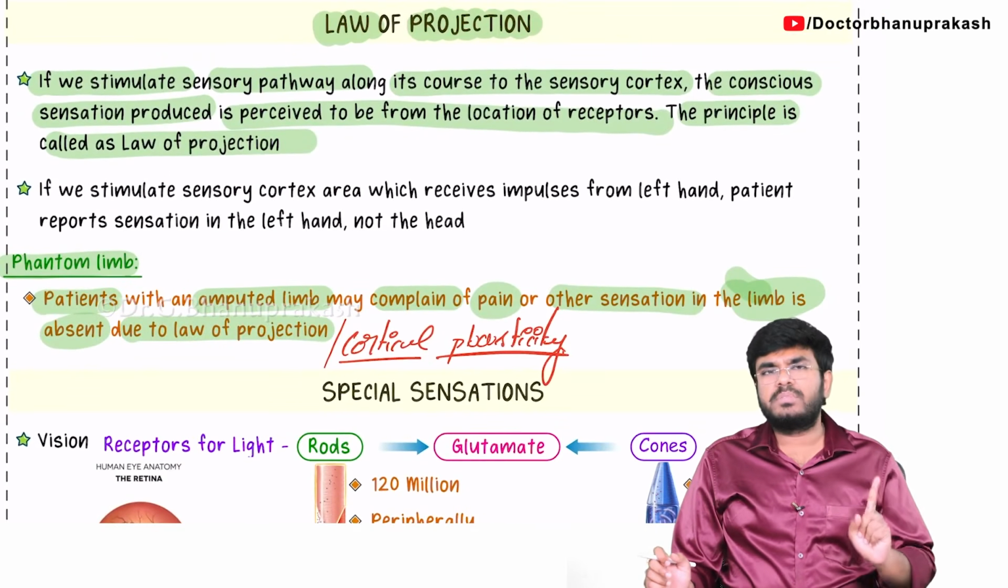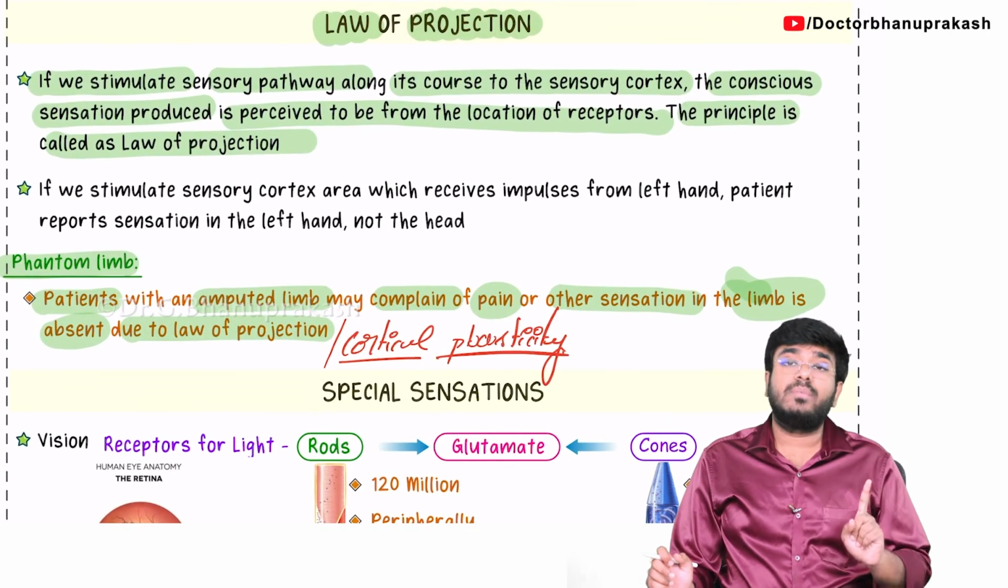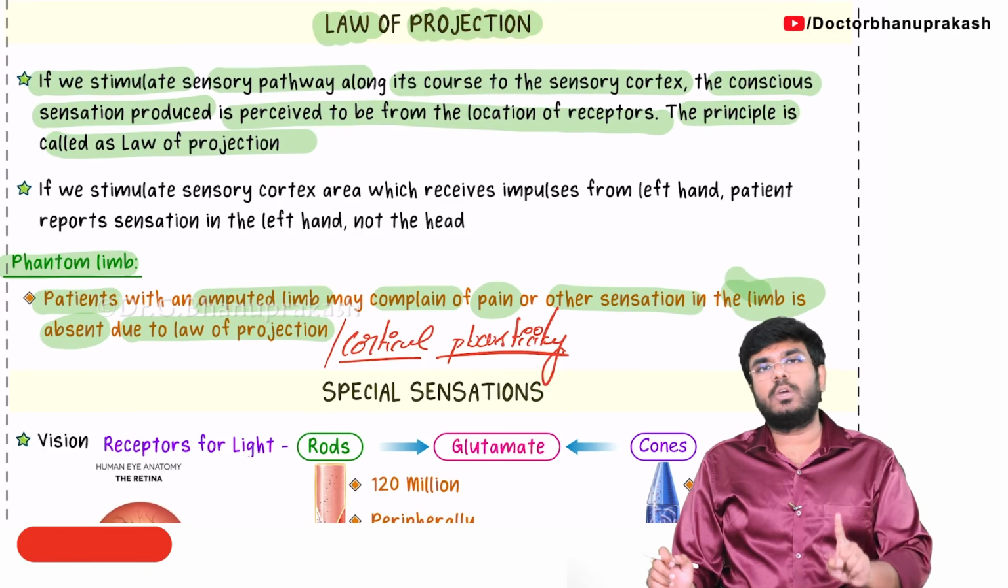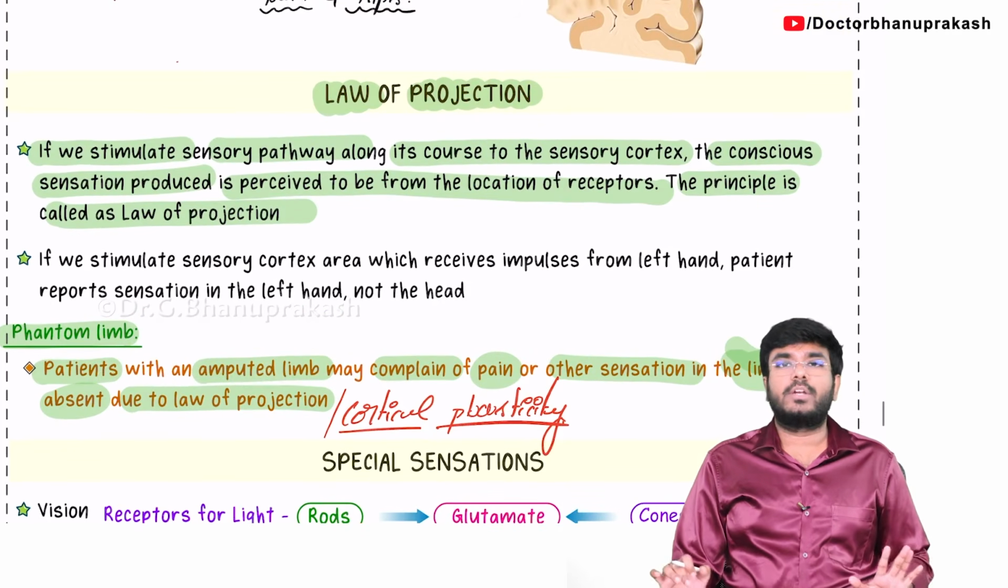One MCQ they will ask in your exam is that phantom limb phenomena is explained by the law of projection. If that's not there, you can also answer cortical plasticity. With this, we have completed the topic.